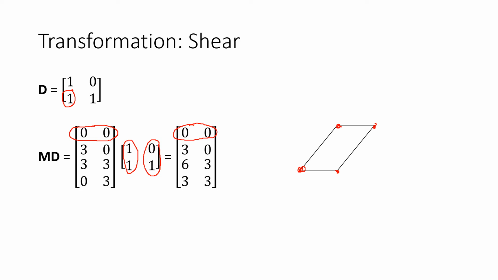So the scale is off in this picture, but the square has been tilted to the right, transformed into this other parallelogram.